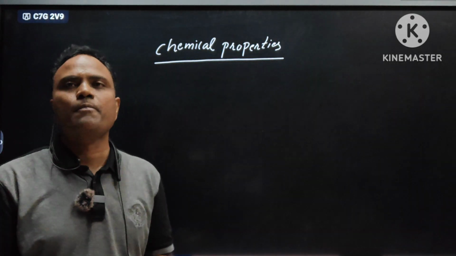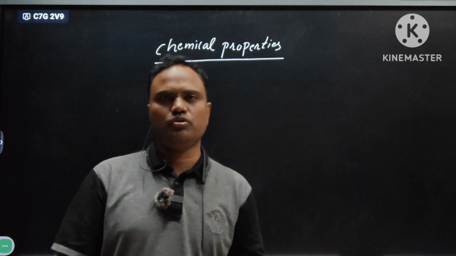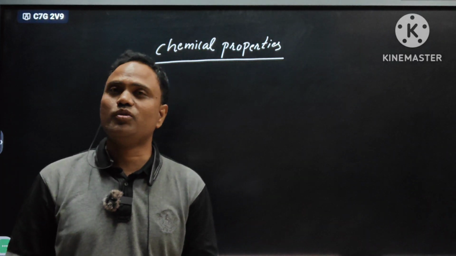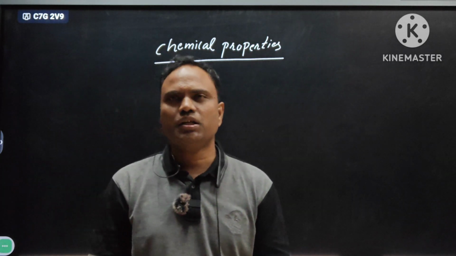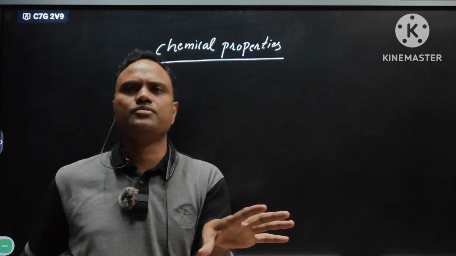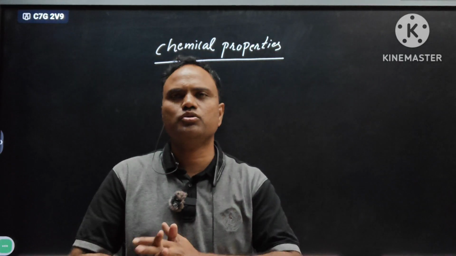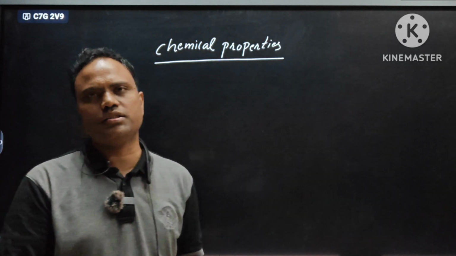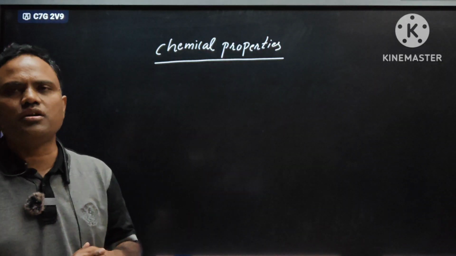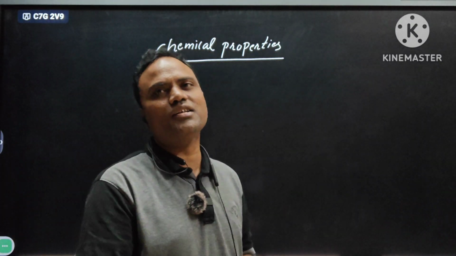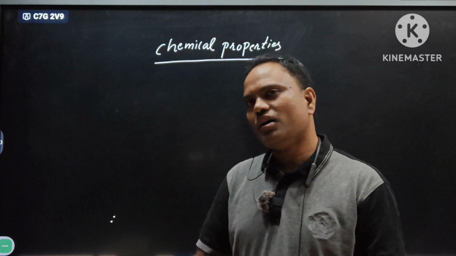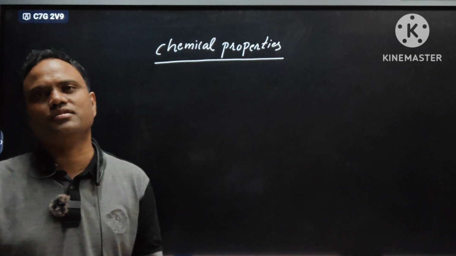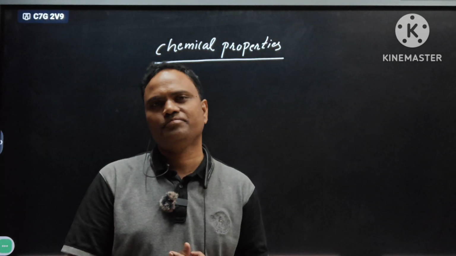Chemical properties. In the first chapter we have seen nucleophilic substitution reaction, and electrophilic addition also. You know these terms: nucleophile and electrophile. Two types of reagents are there: nucleophiles and electrophiles. See the specialty of alcohol. Alcohol can act as a nucleophile, and alcohol can act as an electrophile also. That is the importance of alcohol.